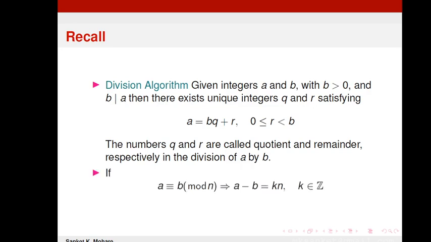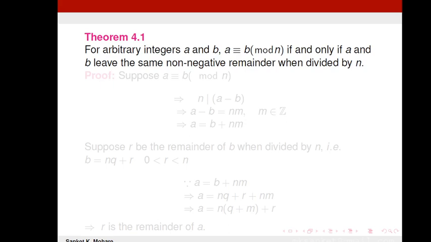Next fact, we discussed this in the definition. a is congruent to b modulo n implies a minus b is equal to kn for k belongs to Z. Its converse is also true. If a minus b is equal to kn for k belongs to Z, and a, b, n are integers and n is a fixed integer, then we say that a is congruent to b modulo n. So theorem 4.1.